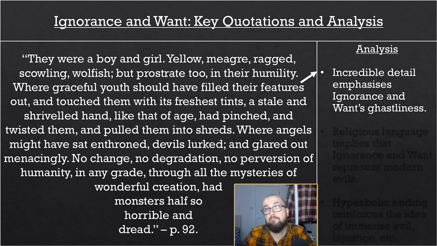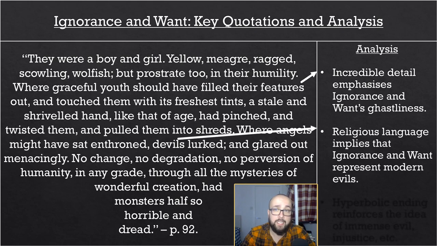In the middle of this paragraph, we can find religious language. Now, in literature, it's not uncommon to see children compared to angels, given youth's connotations of purity and innocence. However, rather than being compared to angels, ignorance and want are compared to devils, and menacing devils at that. This could suggest then that ignorance and want represent modern evils. This doesn't mean that they themselves are actually evil, but that the things that have caused them to become so deformed and unusual are.